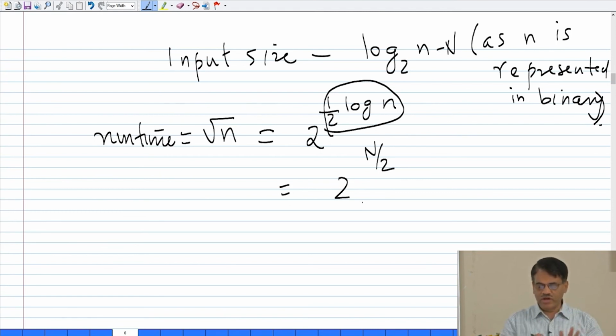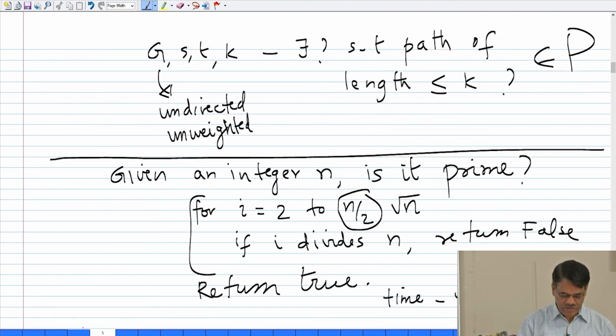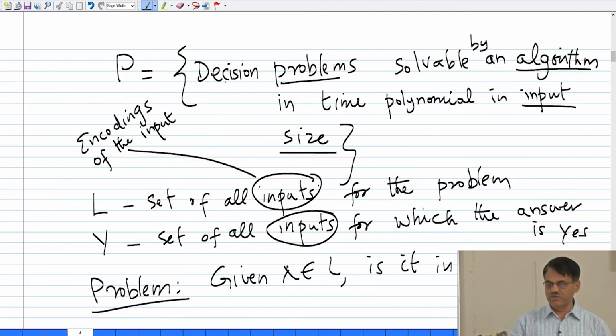So it is important to know what the unary encoding, binary encoding, and what the input size is. So, let me just go back to my definition of P. It is all decision problems solvable by an algorithm in time polynomial in input size. Okay.